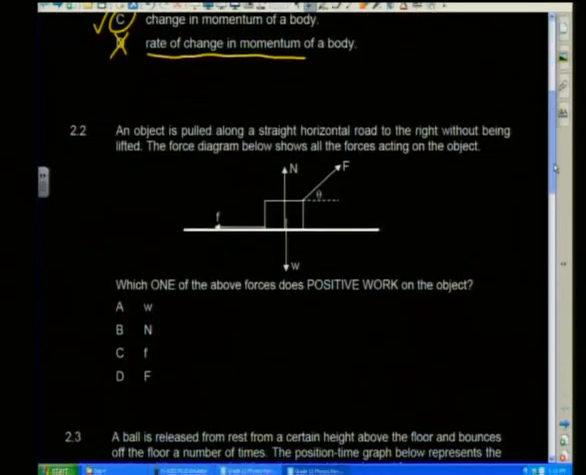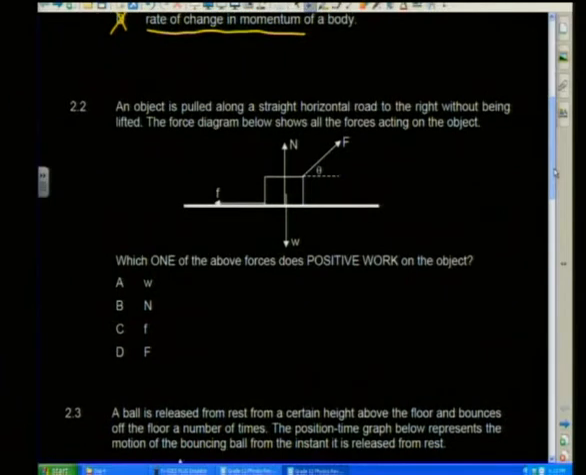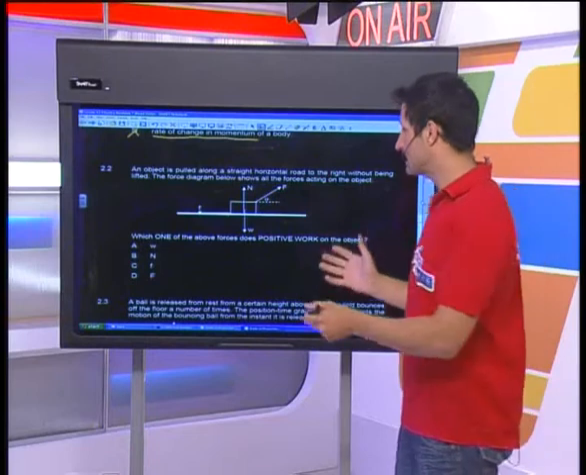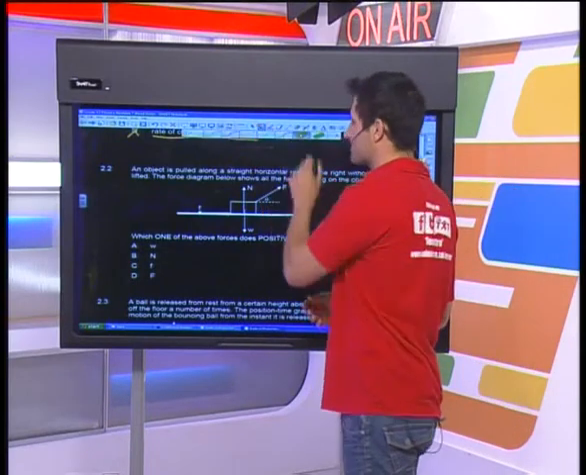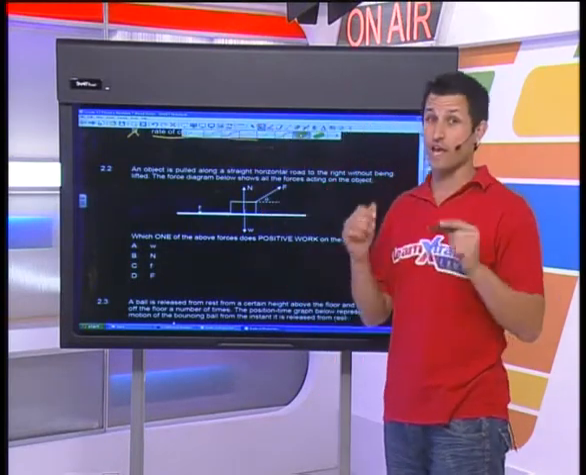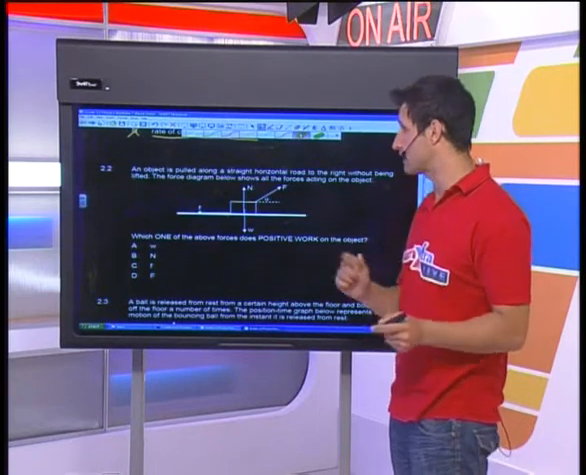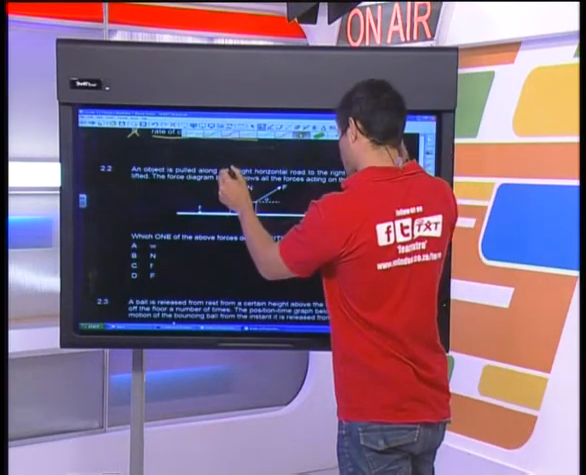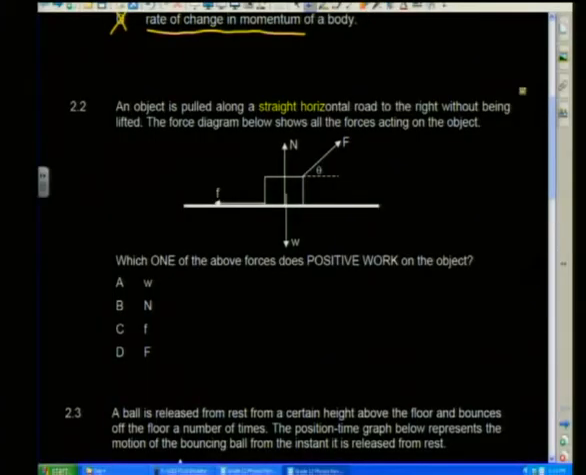Now this one's a real challenge. Okay, so question 2.2, and I hope you guys are following at home. Let's see what's going on inside this question. I'm going to highlight some of the important pieces of information. It says, an object is pulled along a straight horizontal road. That's pretty important. I am being told that it's being pulled horizontally to the right, so we now know where it's going without being lifted. It's not being raised off the ground.